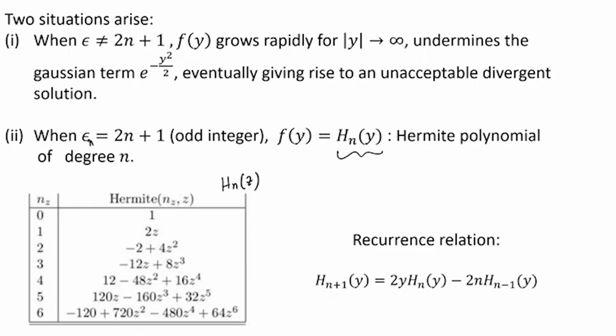One important thing to note is that whenever n is even, the polynomial has even powers of z. That is, if you invert z to minus z or y to minus y, they remain invariant. That is, the Hermite polynomials do not change their sign. But for the odd ones, that is n equal to 1, 3, 5, etc., it involves odd powers of z, which means that they will change their sign if z goes to minus z.